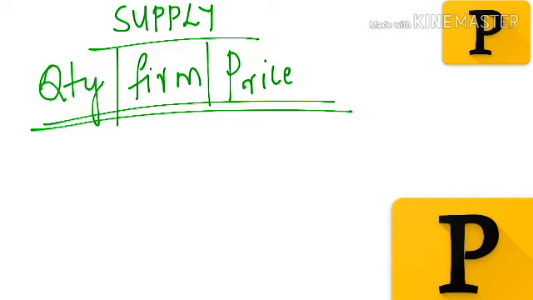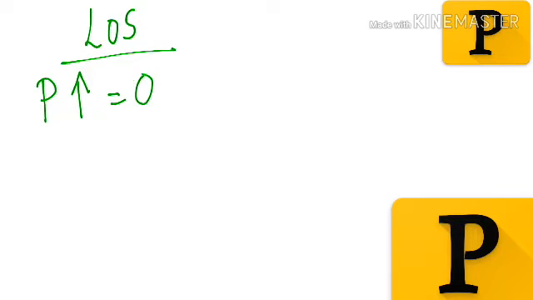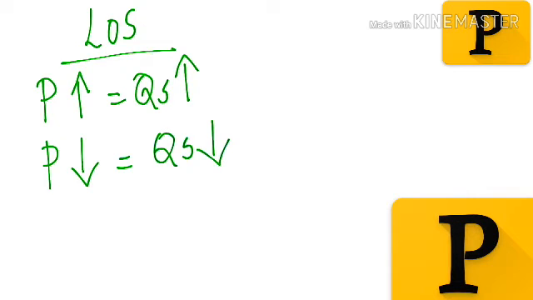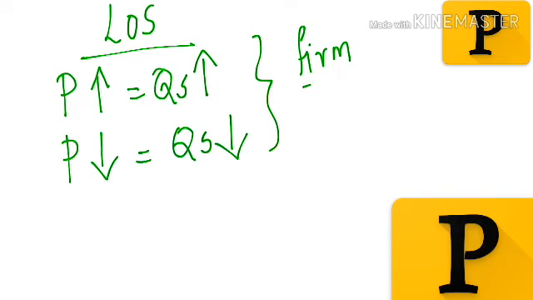Now let us see the law of supply, as we have seen the law of demand. Let us see what is the relationship between price and the quantity supplied. When price increases, the quantity supplied also increases, and when price decreases, the quantity supplied also decreases. Why? Because supply is from the point of view of a firm.